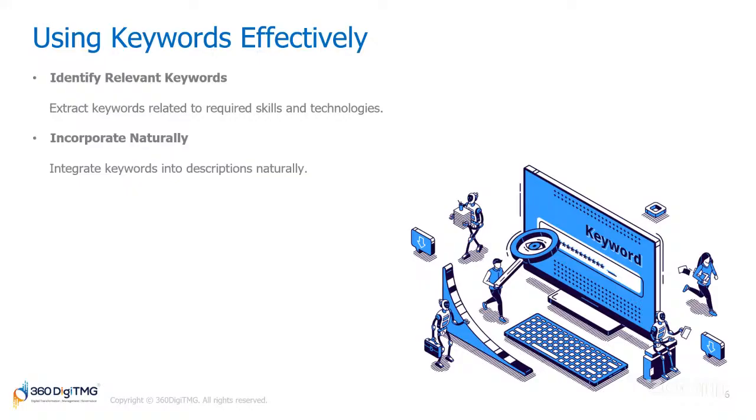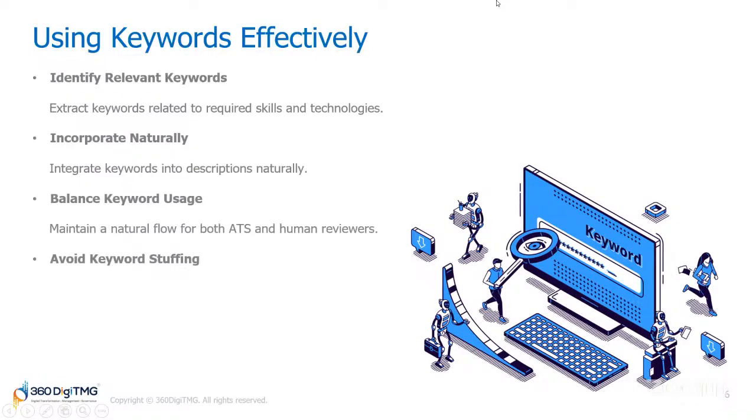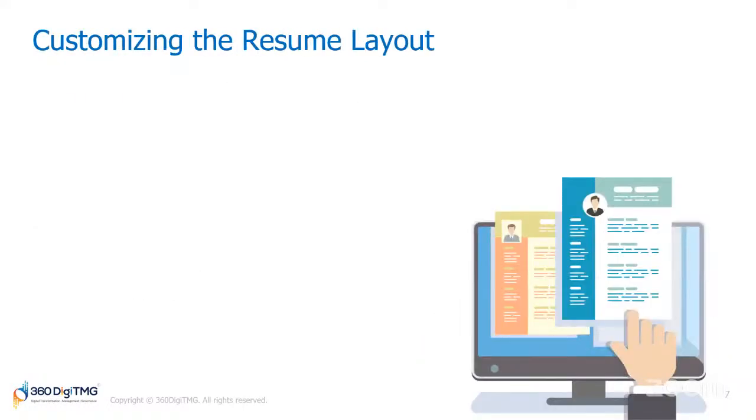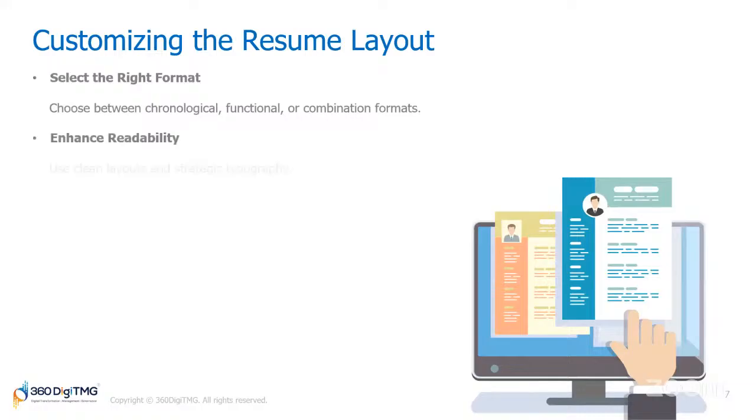So to get selected in ATS software, you should use keywords properly. First list out what keywords are required for that job role based on the JD, and balance your keywords. Keep it natural. Avoid putting too many keywords. I'll let you know different keywords for different resumes.